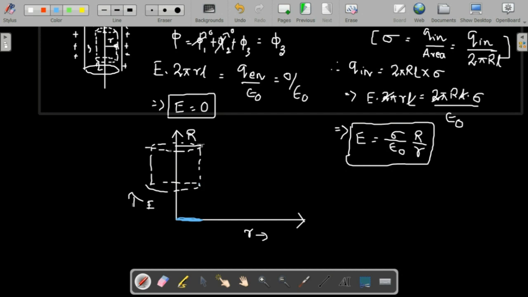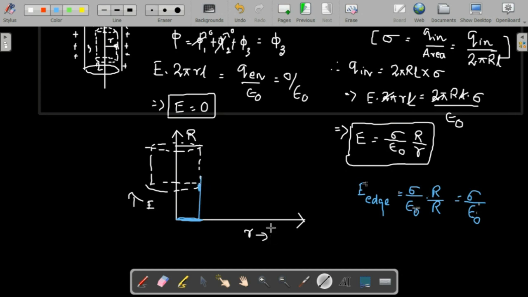But as soon as we come to the edge, meaning small r is equal to capital R, you can replace it, small r is equal to capital R. This r and R will get cancelled. E on the edge is equal to sigma by epsilon naught into capital R by capital R, which is sigma by epsilon naught. So at the edge, the electric field is maximum. The electric field will suddenly jump at the edge.